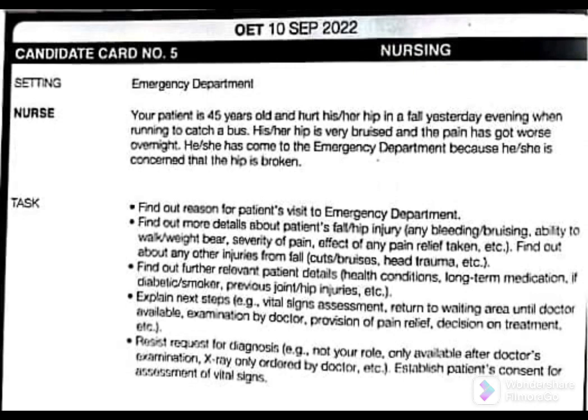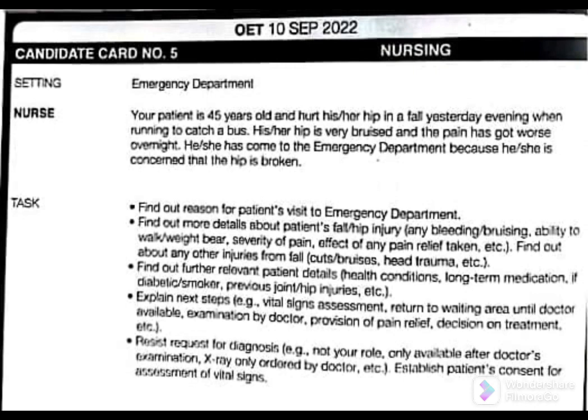Then we can tell that, okay, thank you for your information, and I would like to find out about any other injuries from the fall, whether you have any cuts or any head trauma, or are you getting a headache or anything after the fall. Then the patient is telling that no, actually I have only the problem in my hip area, other than that everything is fine. And then we can tell that, okay, thank you for all the information.